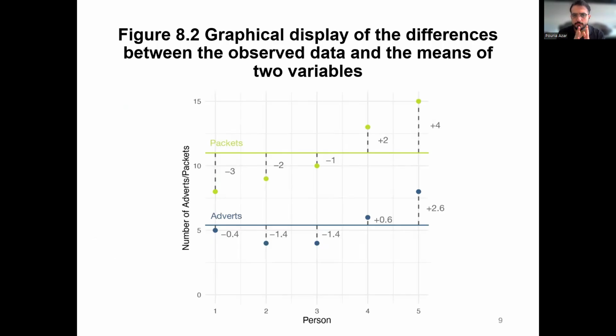If we graph these two variables, here on the x-axis we have participants 1, 2, 3, 4, 5. So we have 5 participants, and the blue horizontal line and the green horizontal line are the means of those two variables. And those blue and green dots are the observed data. The difference between the observed data and the mean is our error. That's our error.